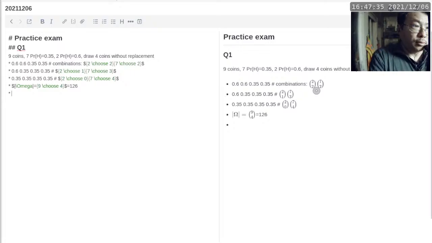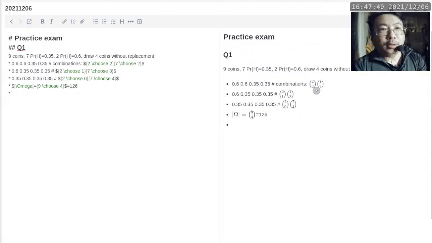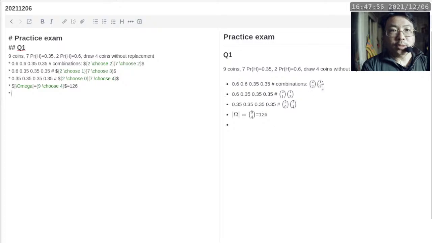Yes, so it depends on how you look at it. You can look at these as 2 separate experiments, where the first experiment is to choose 2 out of 2, and then the second experiment is to choose 2 out of the 7, but they are independent. So for each way of choosing 2 out of the 2, you have to be able to combine that with one of the ways of choosing 2 out of the 7. So that's why it is a multiplication.